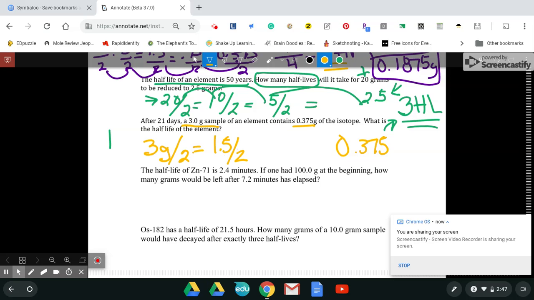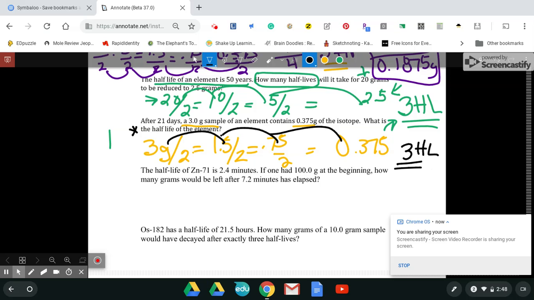And that's going to equal that. So look at what I did. I went through 1, 2, 3 half-lives. But now it's asking me, sorry, I missed this. It says, what is the half-life? Okay, that's my actual question. I went through 3 half-lives.